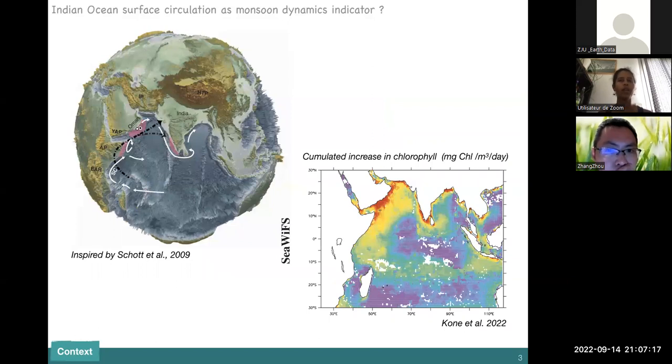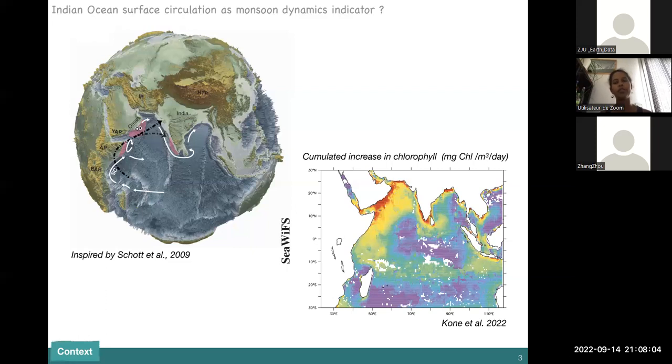This summer upwelling is responsible for an increase in biological activity along the coastline of the Arabian Sea. This is the plot I display at the bottom, which shows the cumulative increase in chlorophyll during the summer season in this region. The regions in orange in this figure are where we have a lot of biological activity during summer. Those regions also exhibit a strong seasonality, meaning that the summer activity is way higher than the winter one. This is responsible for what we call the biological boom. And this high productivity during summer is strongly associated with the monsoonal activity over the region.